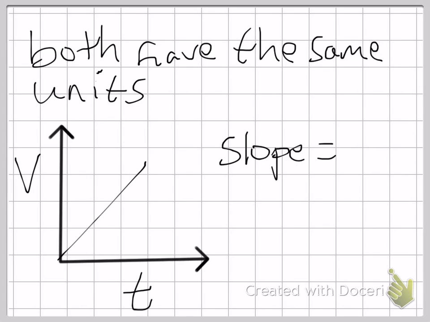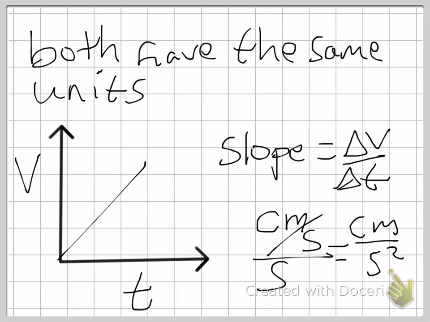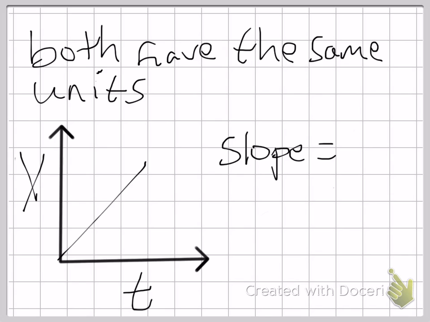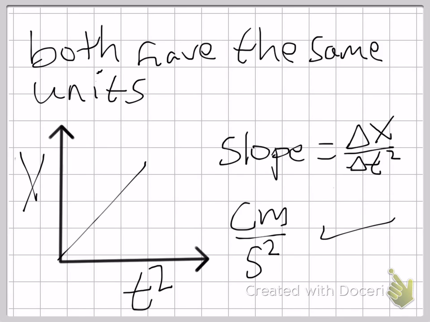So I'm going to take you through why this is. For the velocity time graph, you already know it's centimeters per second divided by seconds, and that gives you centimeters per second squared. If you look at the position versus time squared graph, our slope is change in x over change in t squared, and those units are going to end up being centimeters per second squared. So they have the same units. We have verified that they are in fact both in terms of acceleration.